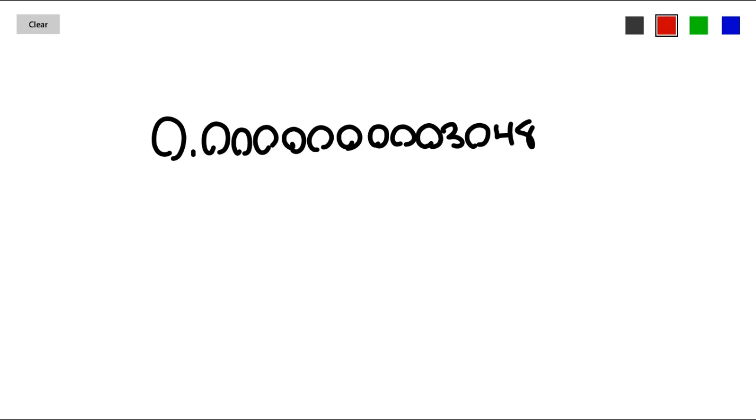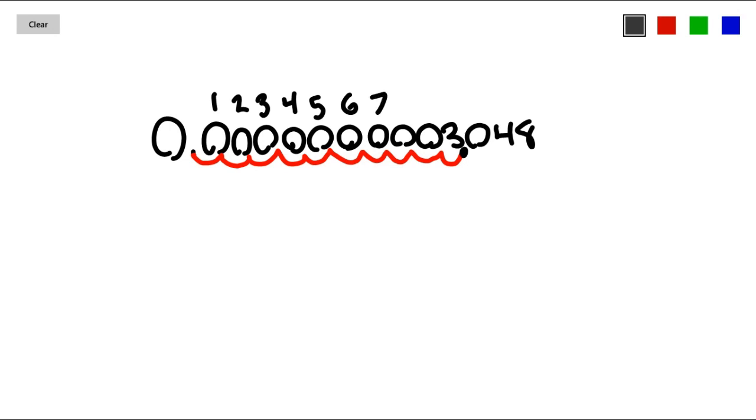In this case, the first non-zero value that I have is this 3 over here. So I'm going to move the decimal place over to the right until it's in front of the 3, and then rewrite the decimal in that place. Then I'm going to count how many place values I had to move the decimal to put it there. So 1, 2, 3, 4, 5, 6, 7, 8, 9, 10.